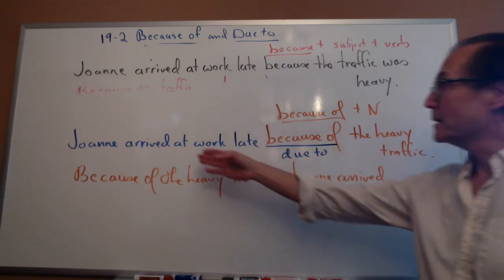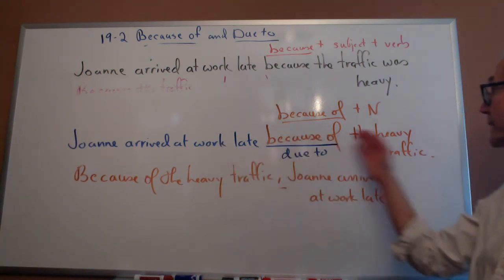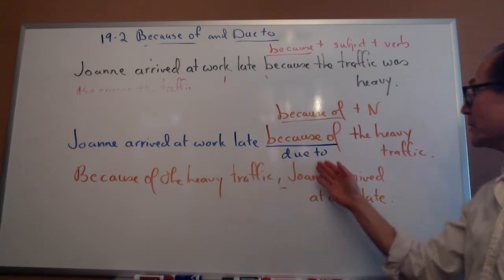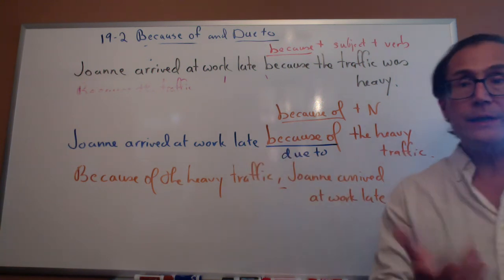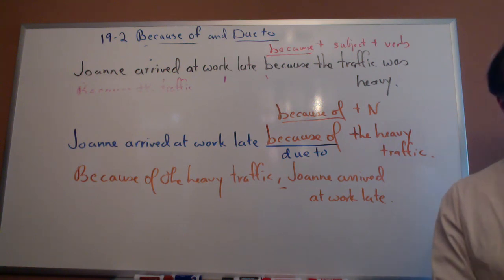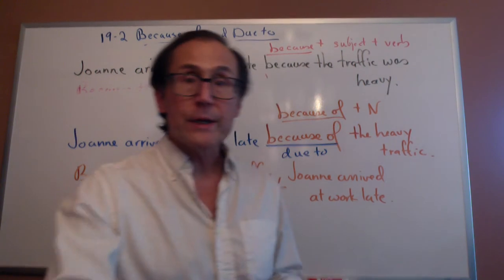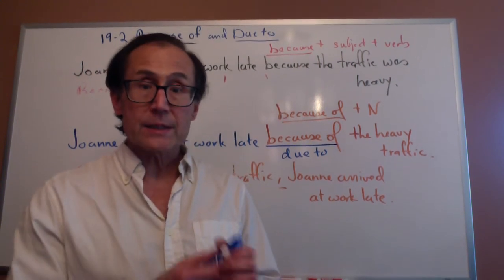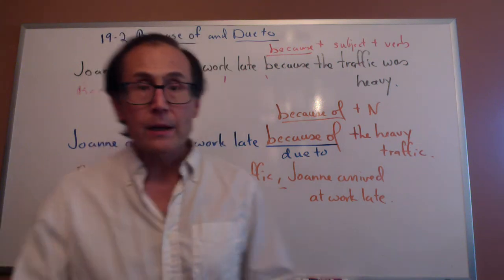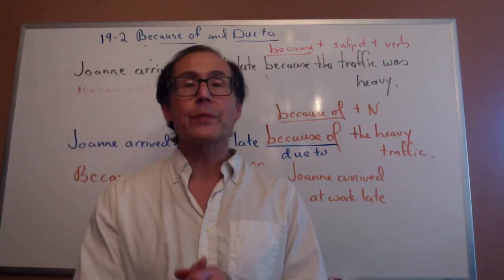I can say Joan arrived at work late because of the heavy traffic. I can say Joan arrived to work late due to the heavy traffic, and the meaning is the same. Okay, so that's a point that your book makes. Due to means the same as because of. I want to tell you, this is the second thing, the thing that's not in your book.